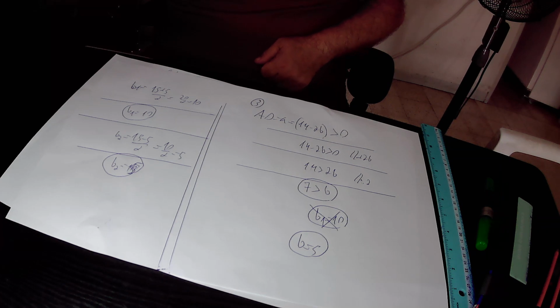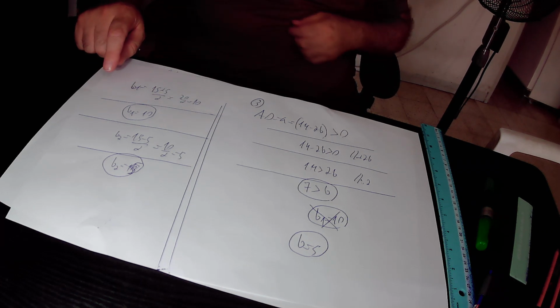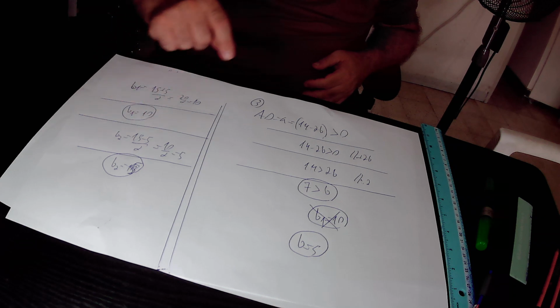The second solution for b is b2, that is equal to 15 minus 5 over 2. 15 minus 5 is 10, and 10 over 2 is 5. So the second solution for b is b2, that is 5.